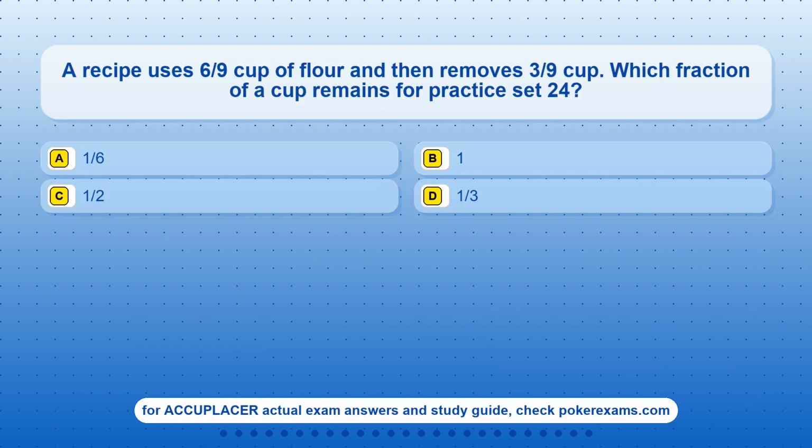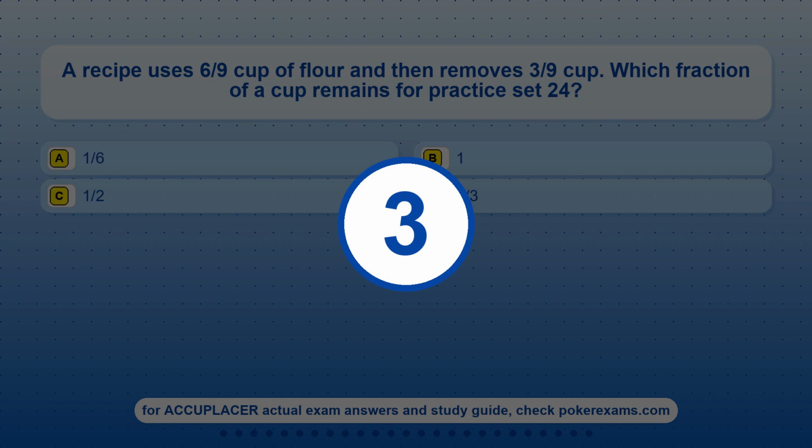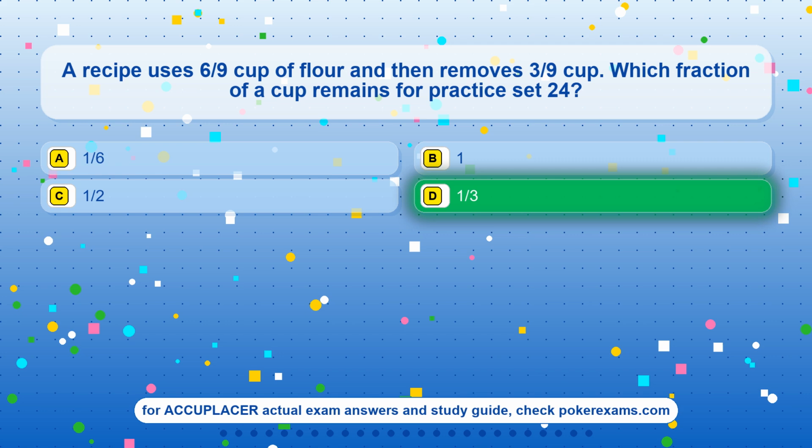Question 10. A recipe uses 6/9 cup of flour and then removes 3/9 cup. Which fraction of a cup remains for practice set 24? Option A, 1/6. Option B, 1. Option C, 1/2. Option D, 1/3. The correct answer is option D, 1/3.